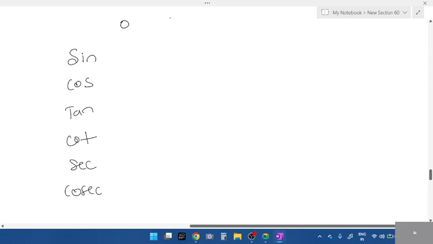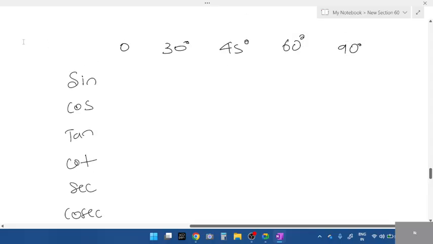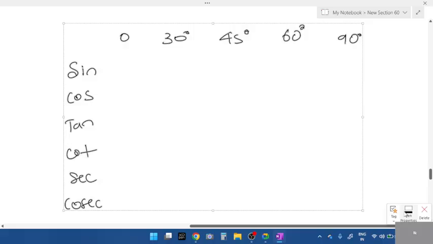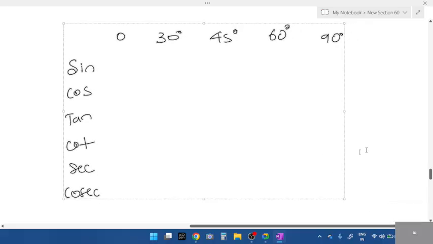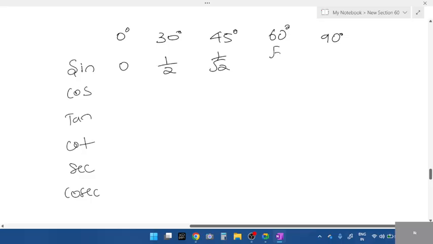The trigonometry table will have only 5 values: 0 degrees, 30 degrees, 45, 60, and 90. Remember this order. In this order, it is very easy to get the trigonometry table values. First concept: for sine, memorize all the values of sine theta. Sine 0 is 0, then half, 1 by root 2, root 3 by 2, 1. Did ma'am give this table?